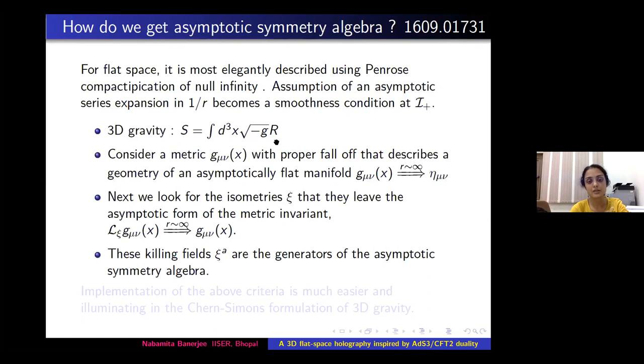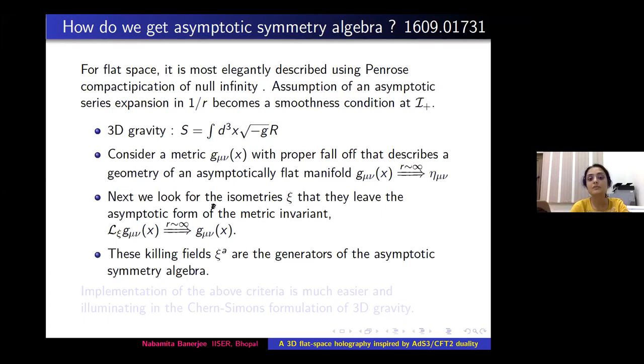So the action is square root g R, and then consider a metric with proper falloff that describes the geometry of an asymptotically flat manifold. By that I mean that whenever I go to infinity in my r direction, this metric should actually become η_μν, the flat space metric. Next, so g_μν need not be η_μν. It is not η_μν. Only when you are going to the asymptotic infinite direction, it should behave as η_μν.